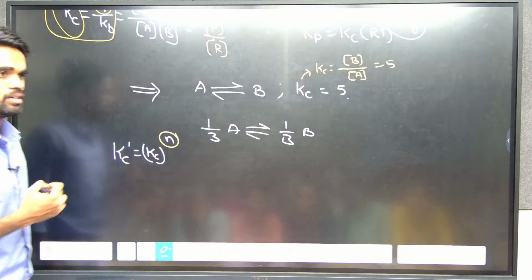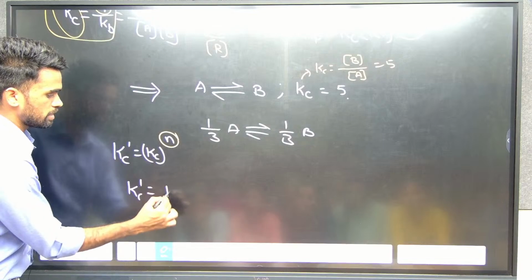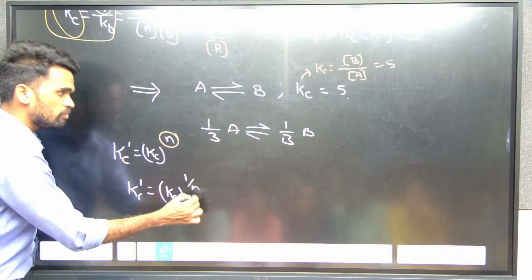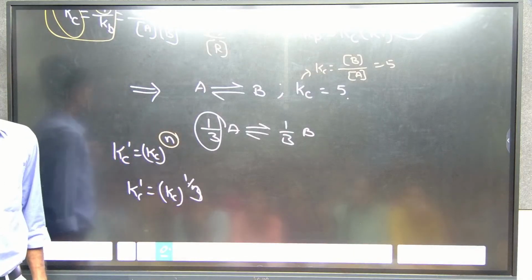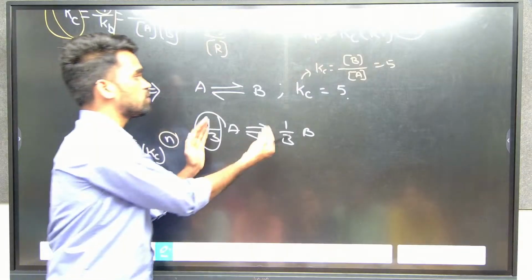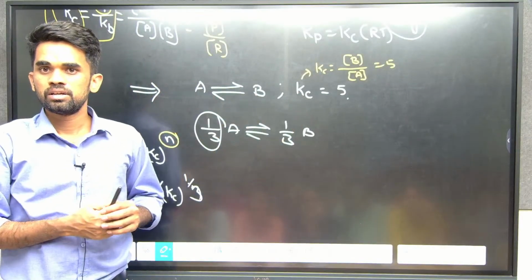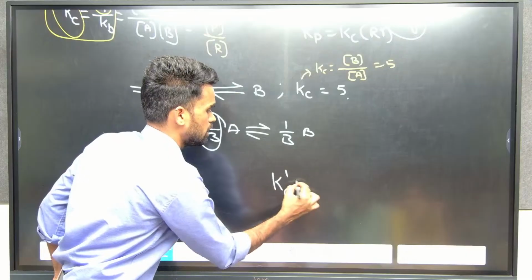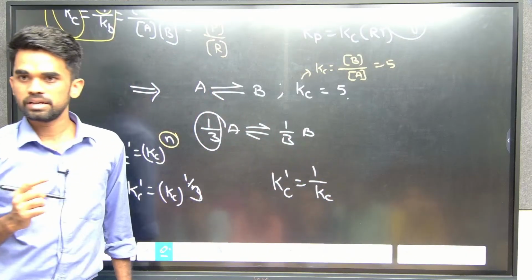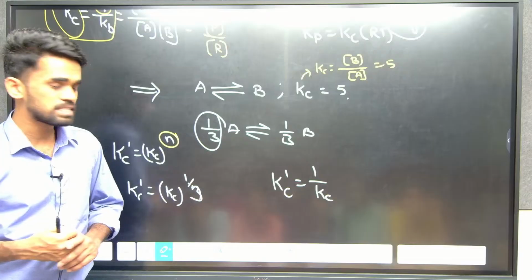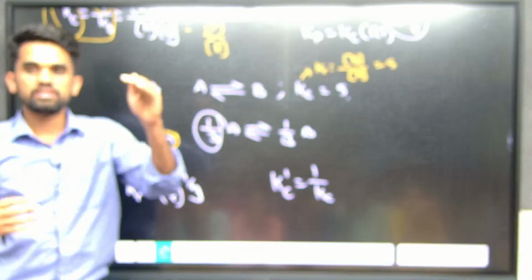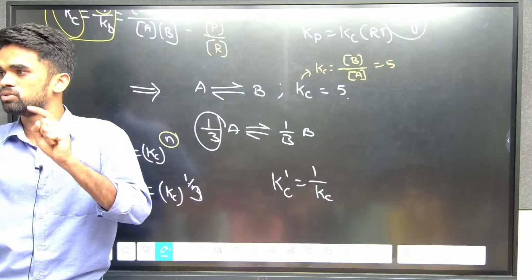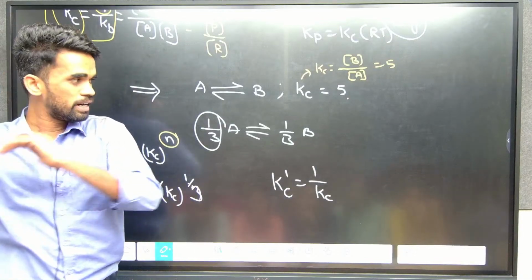Now what happens, tell me? Kc dash equals Kc to the power, whatever the number you are taking, take it on the power, like 1 by 3. Is this clear everyone? Done. So if an equilibrium reaction is reversed, the equilibrium constant becomes inversed. Yesterday we discussed some questions also on this. Next, if a reaction is taking place in multiple steps, K final equals K1 into K2 into K3, and so on. Okay, done with this discussion?